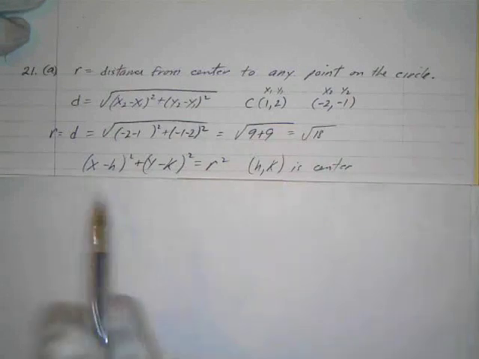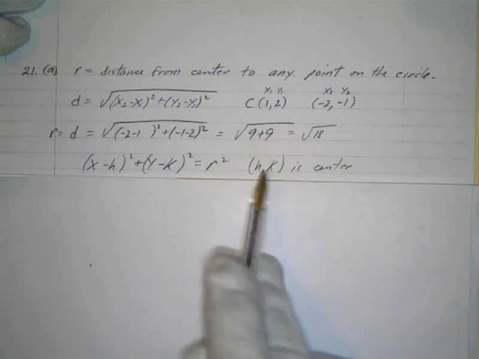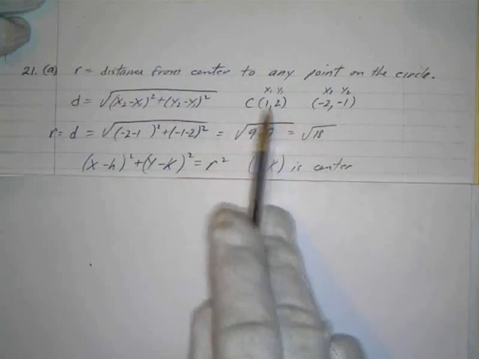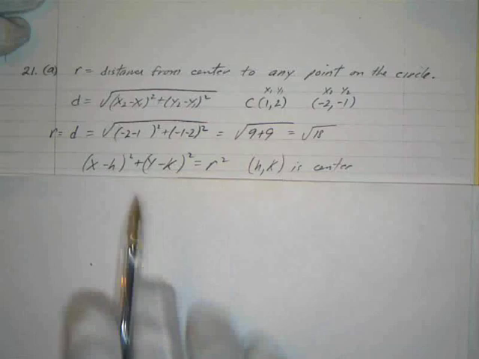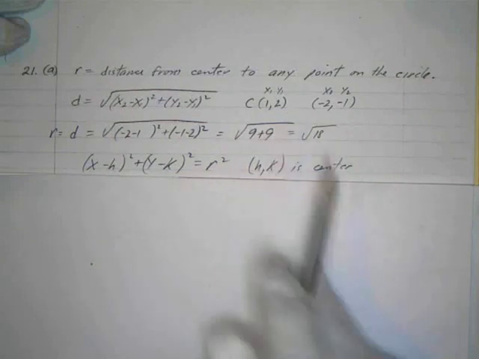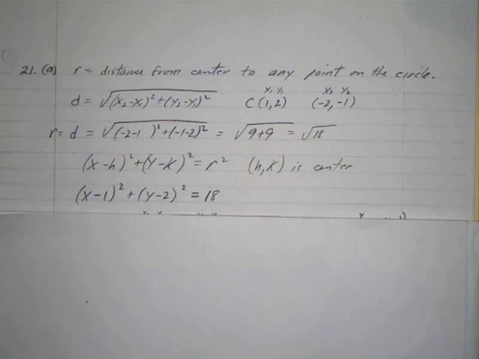Remember, the equation of the circle is (x minus h) squared plus (y minus k) squared equals r squared, where (h, k) is the center. We have the center at (1, 2), so that's my center. So (x minus 1) squared plus (y minus 2) squared equals the radius squared. The square root of 18 squared is 18, so there's the equation of the circle. That was pretty easy because of the formulas we have. The next one was a little trickier.